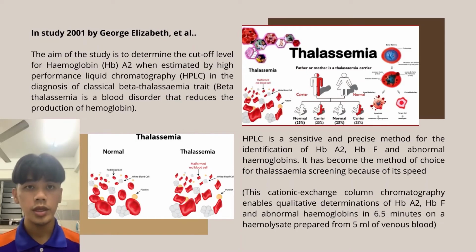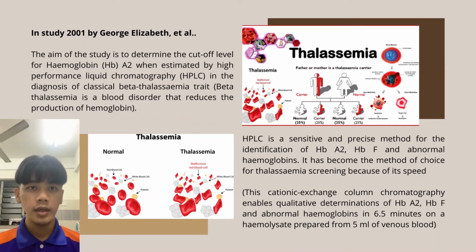Why is HPLC the best in blood sample analysis? In a 2001 study by George Elizabeth et al., the aim was to determine the cutoff level for hemoglobin when estimated by high performance liquid chromatography, which is HPLC, in the diagnosis of classical beta thalassemia trait. Beta thalassemia trait is basically a blood disorder that reduces the production of hemoglobin.